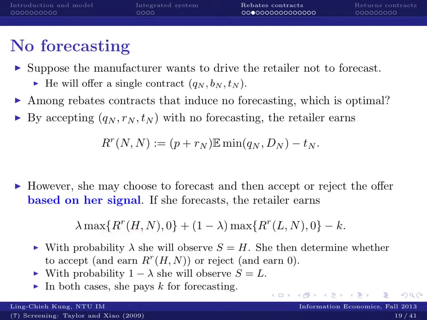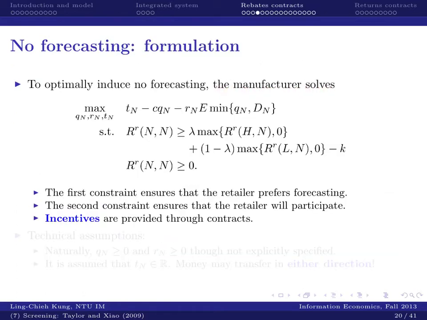Another possibility is that with probability 1 minus lambda, the retailer is going to observe L, and in that case, the retailer will ask whether it is beneficial to select the contract intended for the no forecasting retailer. So the key is that if the retailer chooses to forecast, she will get more information and she will be more able to determine whether the contract is beneficial or not. In either case, the retailer needs to pay K for forecasting, so this is her expected profit if she does forecasting.